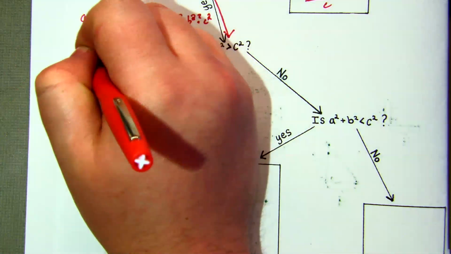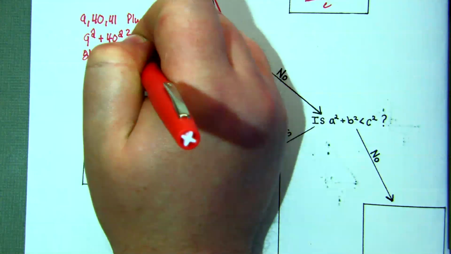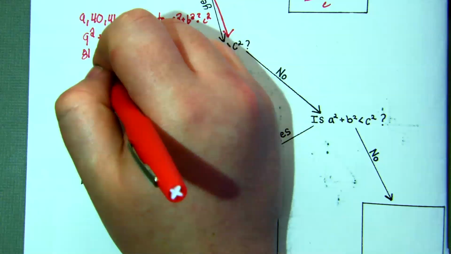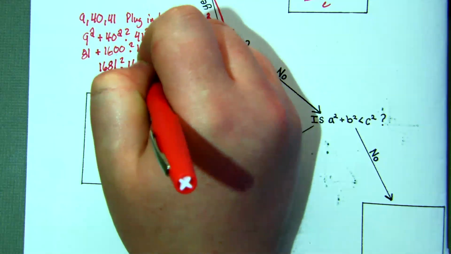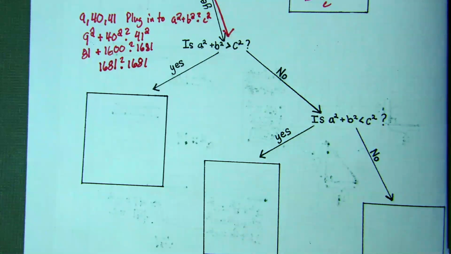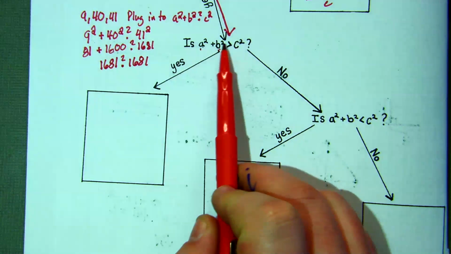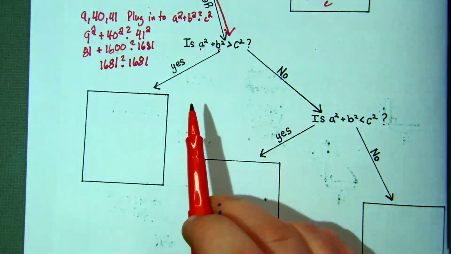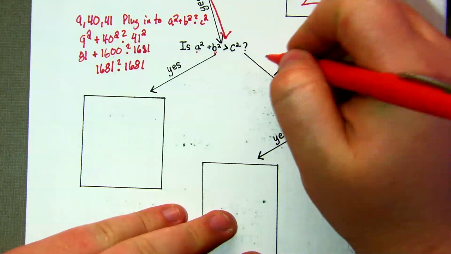9 squared is 81. 40 squared is 1600. And 41 squared is 1681. So we get 1681, question mark 1681. So looking at our question, is a squared plus b squared greater than c squared? Strictly greater. Answer me yes or no in the chat. Awesome. Yeah, so it is not strictly greater. We go this way.